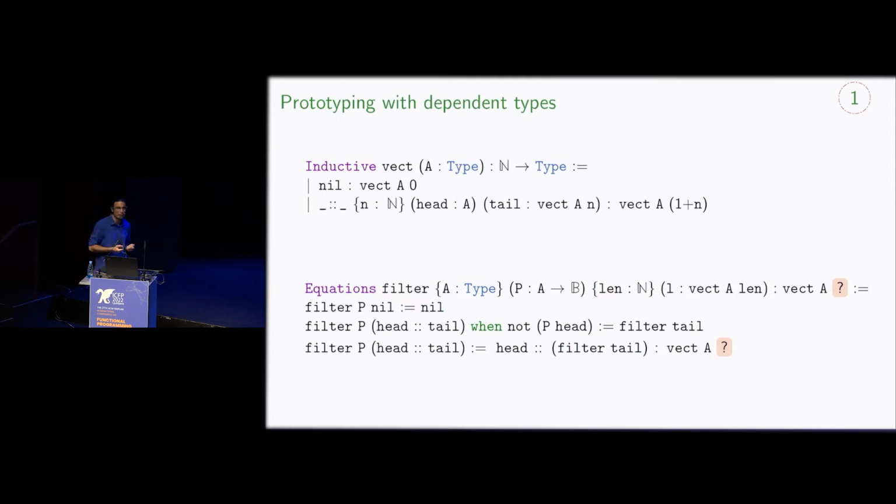So in order to prototype efficiently in a dependently typed language, we might want to say, okay, for now, I will just put some unknown value that I will write question mark, and I will try to evaluate my program and see how it works. Let's see how things unfold.